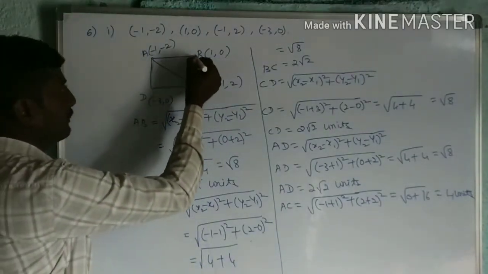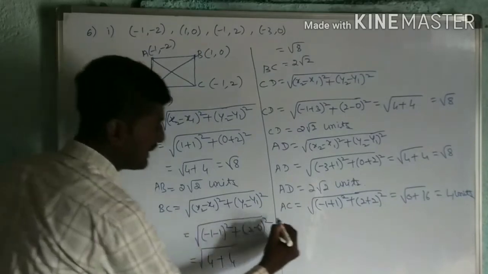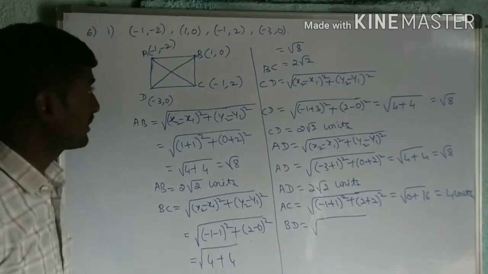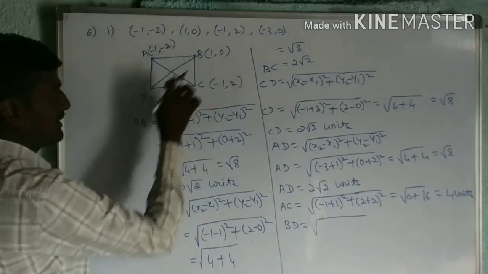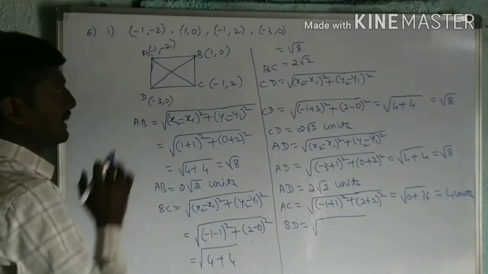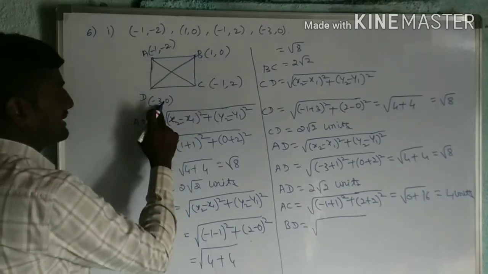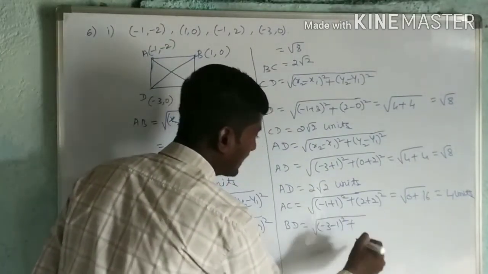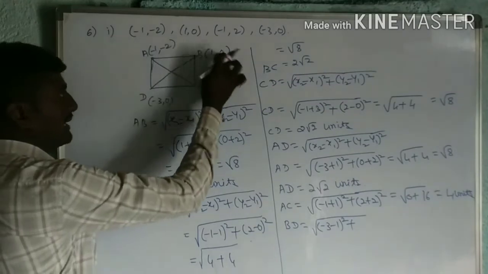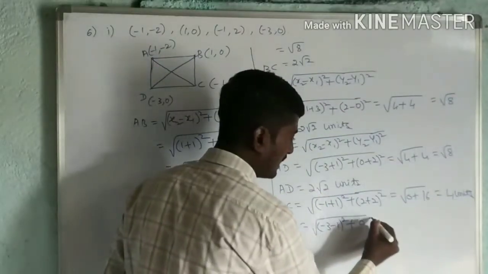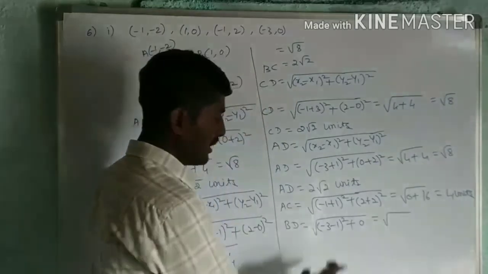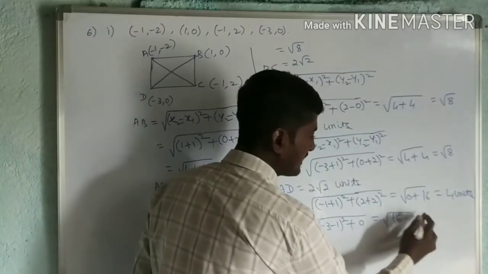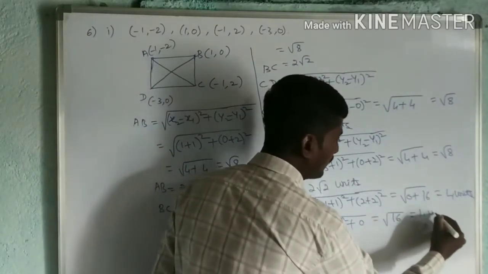Then another one is BD. Then I will go for BD. BD is equal to the square root of, again directly I will substitute here also. So I will take this as x1, y1 and this as x2, y2. Keep it in mind. It is (minus 3 minus 1) whole square plus (0 minus 0) whole square, which is 0 only. Leave it. So this is the square root of minus 4 square, which is 16. So root of 16, here I am getting 4 units.